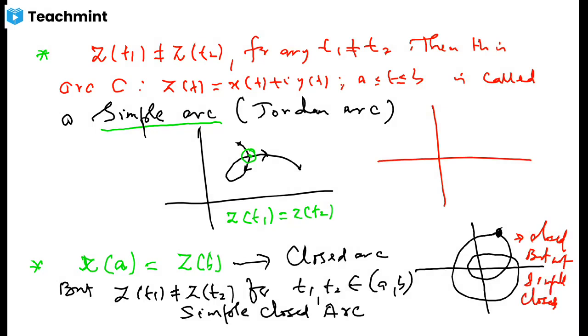You look at any circle. This is a simple closed arc because the circle meets itself only at one point. It doesn't intersect itself anywhere else. It intersects only at the initial and terminal point. So this is an example of a simple closed arc.